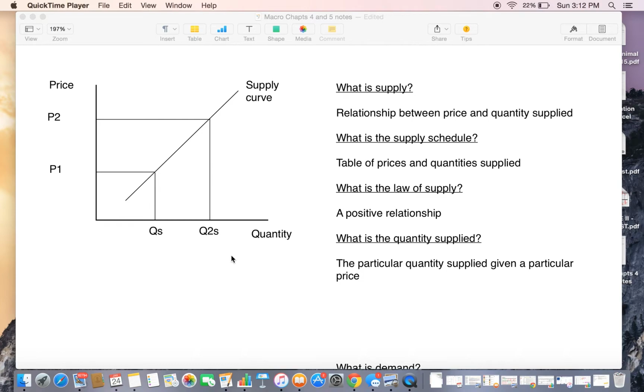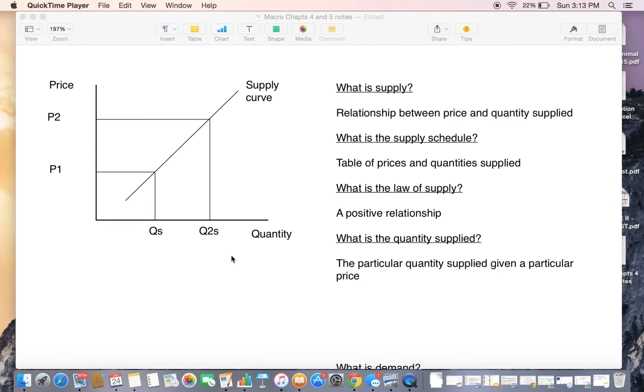I would say that the most important takeaway from this video is, given a particular scenario, which would be something you would see on an exam, for example, will the demand curve shift or will the supply curve shift? So the first thing we're going to look at is the supply curve.